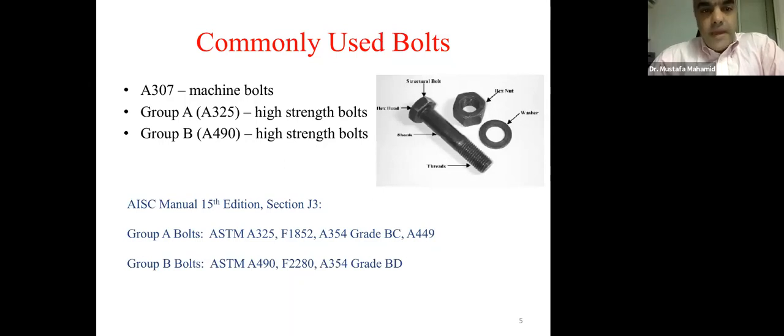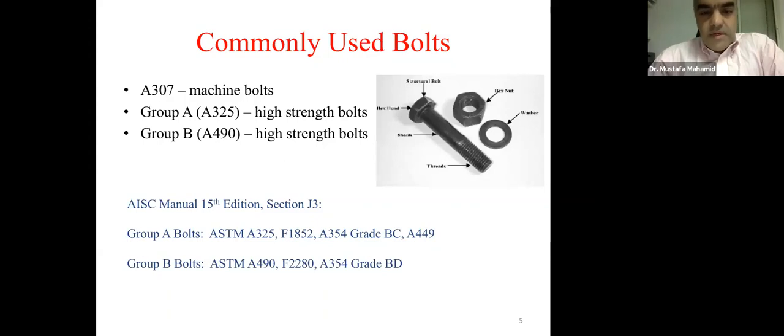And then we have Group A, which is high strength bolts, such as A325 bolts, and we have Group B, which is also high strength bolts, such as A490 bolts. These are the two common ASTM specifications for bolts, but there are others that are shown at the bottom of the slide. We have Group A bolts, we have F1852, A354 grade BC, and A449. And the same thing for Group B.